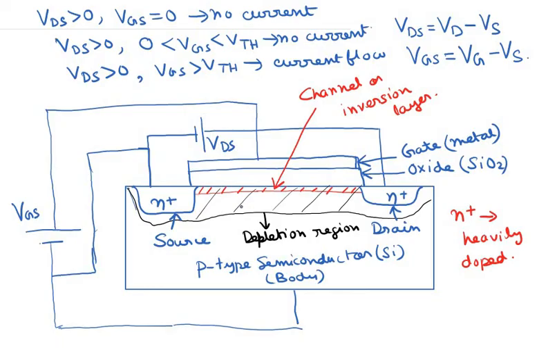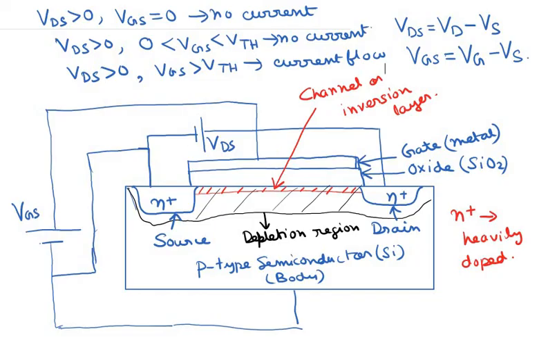Now we have also discussed that when VGS is increased beyond VTH, the electric field that impinges on the surface from the gate grows stronger. So more electrons are attracted to the channel, or to the inversion layer. So the strength of this inversion layer increases with increasing VGS.